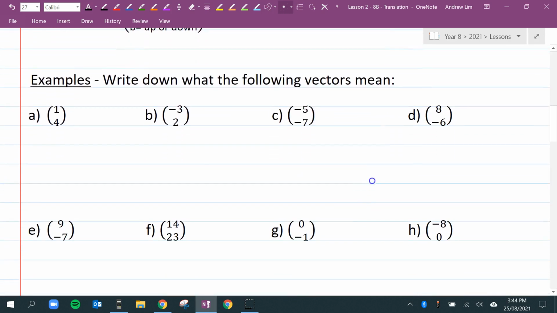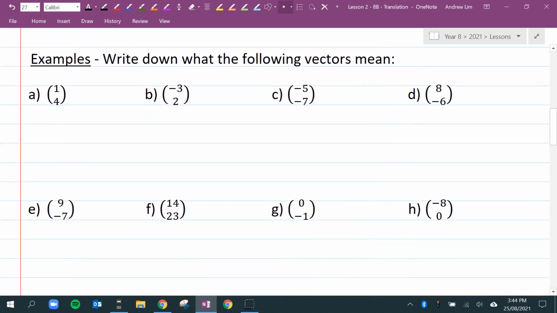So let's write down what each of the following vectors mean. I might write down the first 3, then I'll get you to pause the video and have a go with the last 5. So here we have (1, 4). The top number tells us whether we go left or right. Because it's positive, we are going right 1. And then the bottom number tells us that we are going up or down. Because it's positive, we're going up.